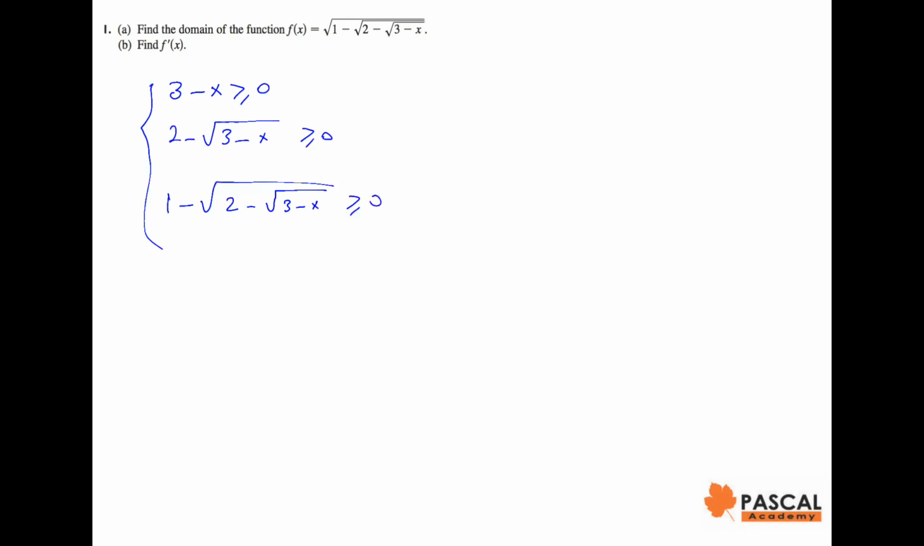3 minus x greater or equal than 0 means x is smaller or equal than 3. For the second inequality, we take square root of 3 minus x to the right side, then both sides to the power of 2, we have 4 greater or equal than 3 minus x, which means x must be greater or equal than -1.